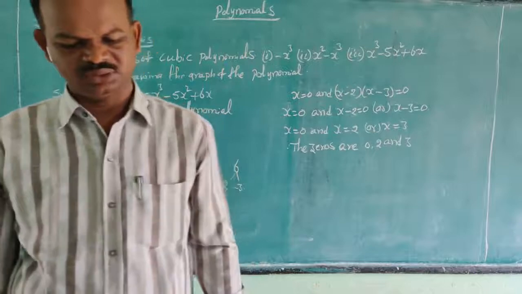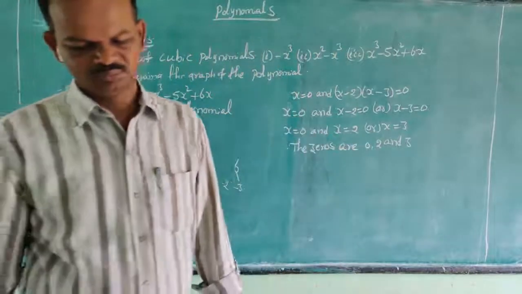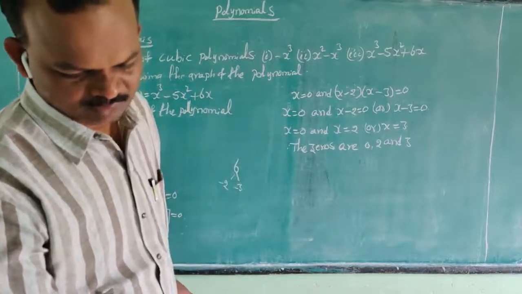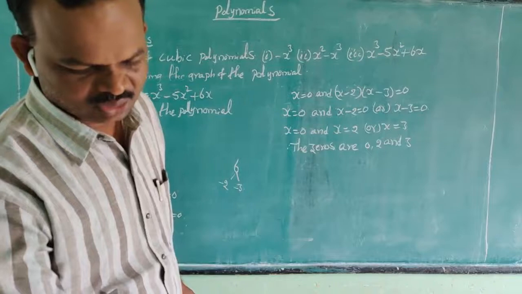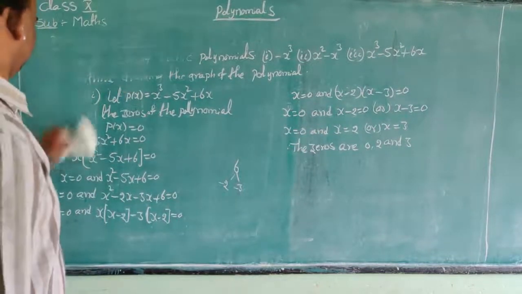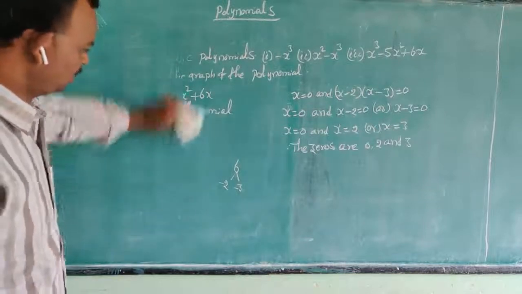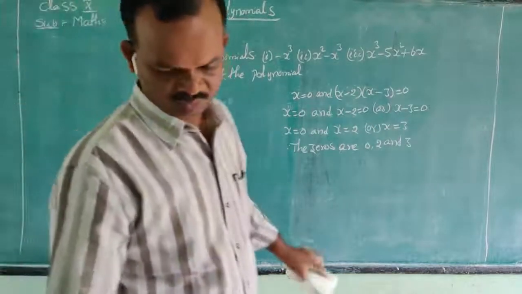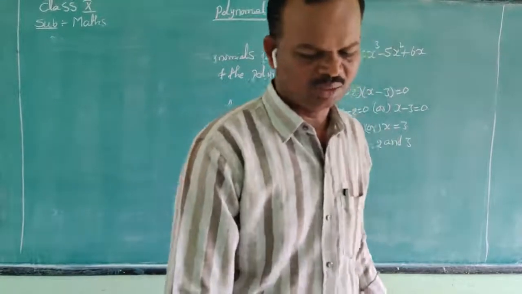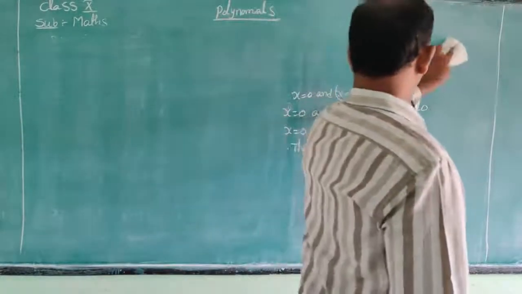Look at the graphs in the figures given below. Each is the graph of y is equal to p of x, where p of x is a polynomial.